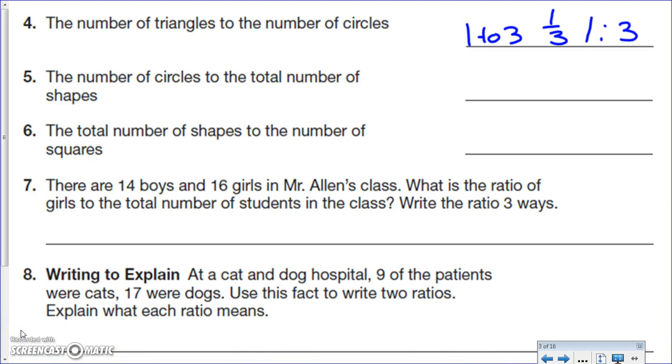For 5, we're going to do the number of circles to the total number of shapes. We know we have 3 circles, and there are 8 shapes. So our ratio is 3 to 8.